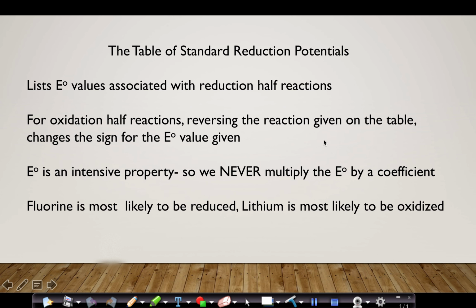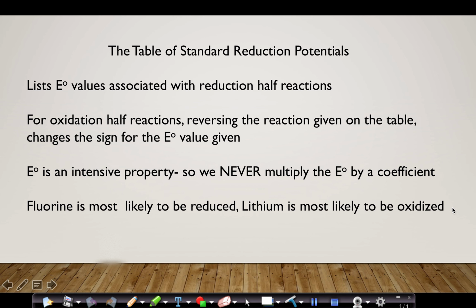Our table of standard reduction potentials should be handy when we're working on a redox question, and it lists the standard E values associated with reduction half reactions only. For oxidation half reactions, reversing the one on the table changes the sign for the value given. So if we need to reverse the reaction, we need to change the sign. This reduction potential is an intensive property, so we never multiply it by a coefficient, even if we have to do that to balance the overall net ionic equation.